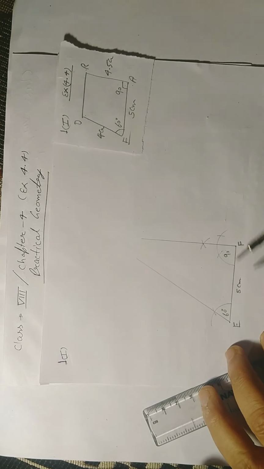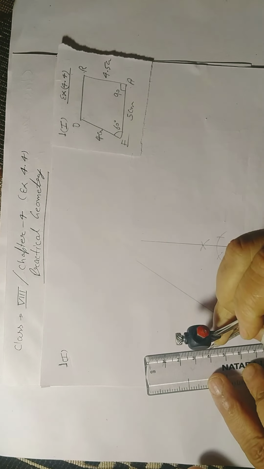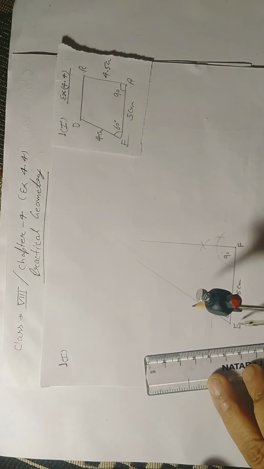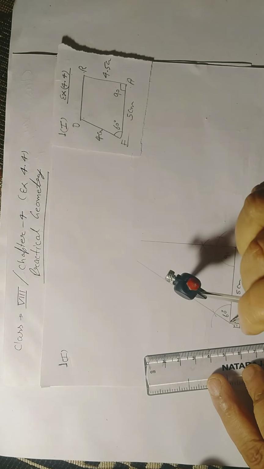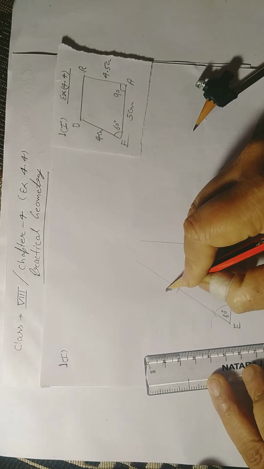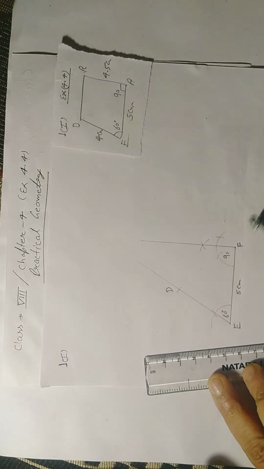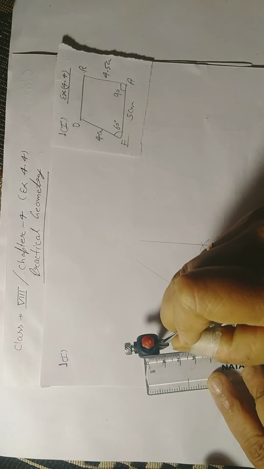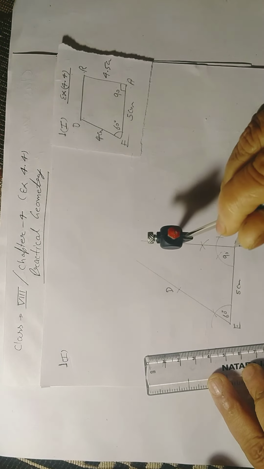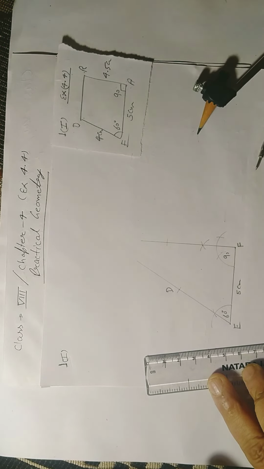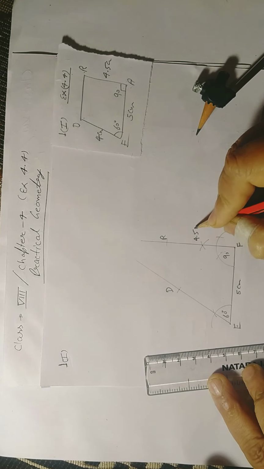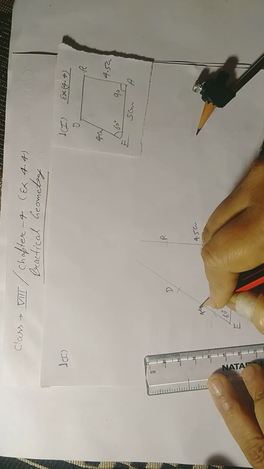Now taking a distance of 4 centimeter in the compass, put the compass at E and draw an arc which cuts the ray of the 60 degree angle at point D. Now taking a distance of 4.5 centimeter in the compass, put the compass at F and draw an arc which cuts the ray of the 90 degree angle at R.